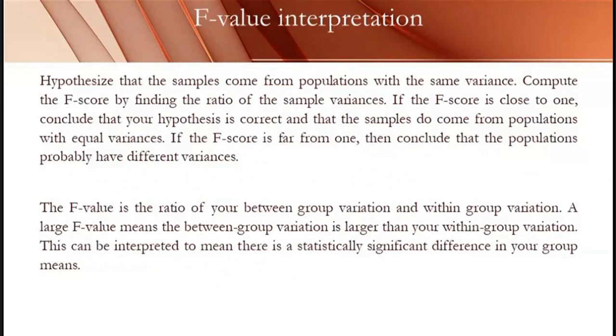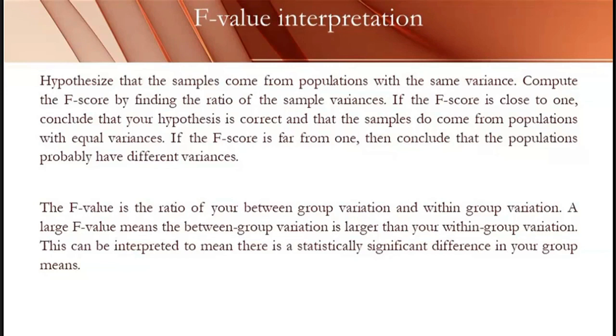As I mentioned in the table, with regard to F value interpretation, you can just take note of it. F value is the ratio of your between group variation and within group variation. A large F value means the between group variation is larger than your within group variation. This can be interpreted to mean there is a statistically significant difference in your group means. And another important point, if the F score is close to 1, conclude that your hypothesis is correct.